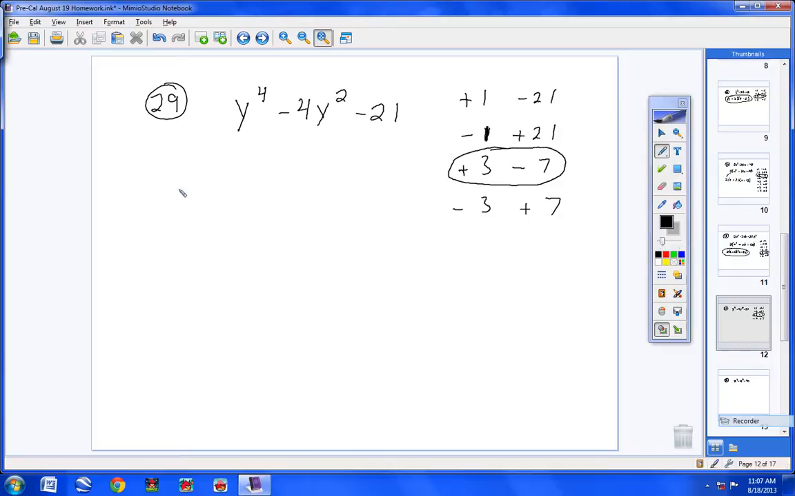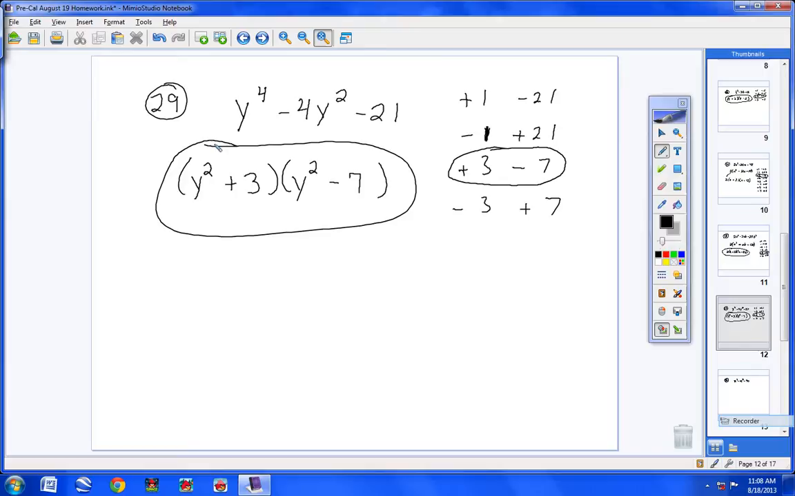Okay, so I'm going to put 2 sets of parentheses. There we go. And now notice your first term is y to the 4th. So I'm going to put y squared. Do you see that? And y squared. Very important you see that. Now your last term is just negative 21. There's no letters or variables with it. So I'm going to use these numbers here, positive 3 and negative 7. And there I have factored number 29.